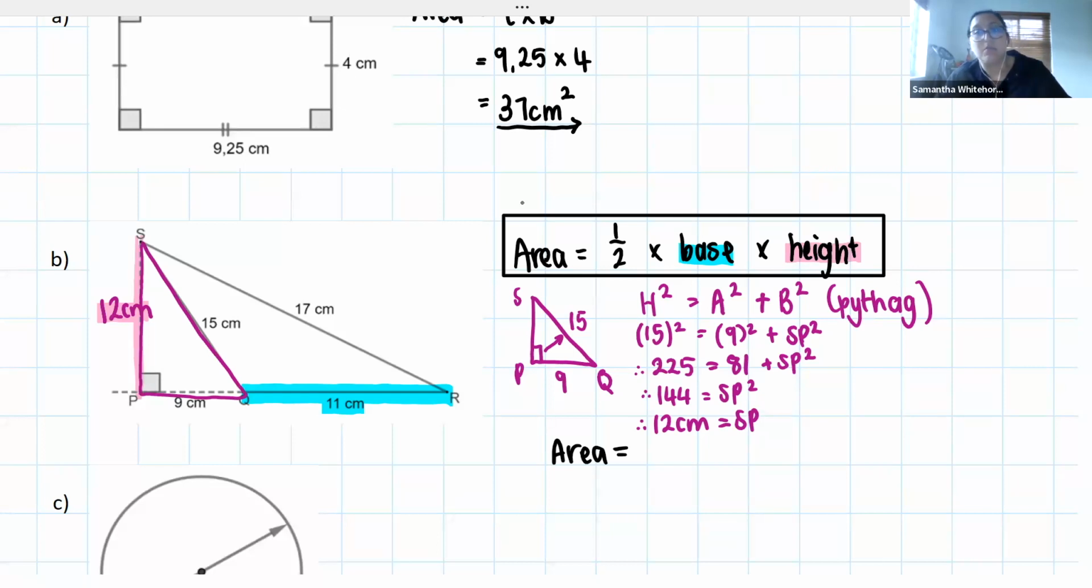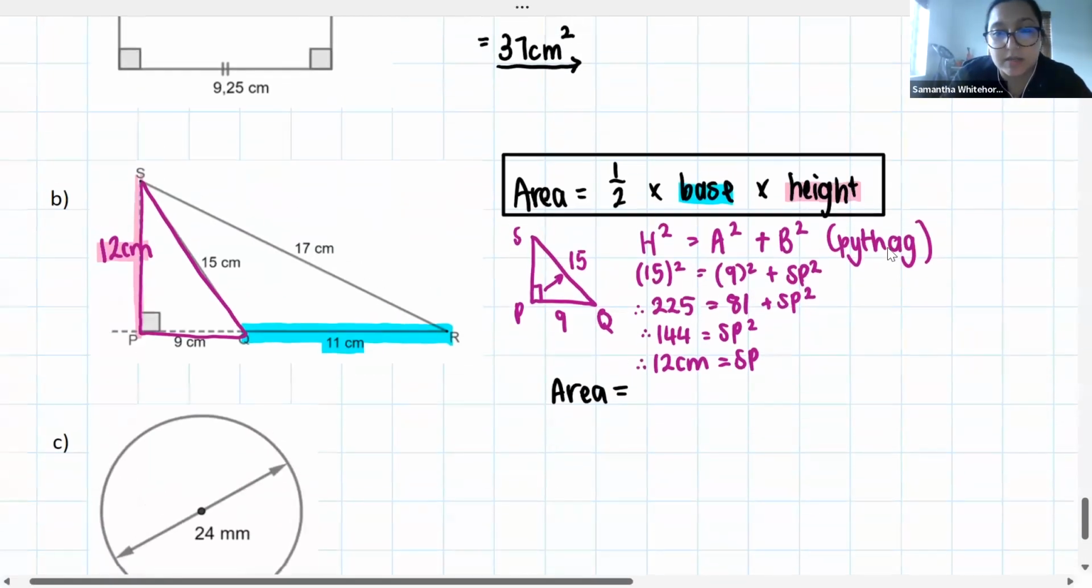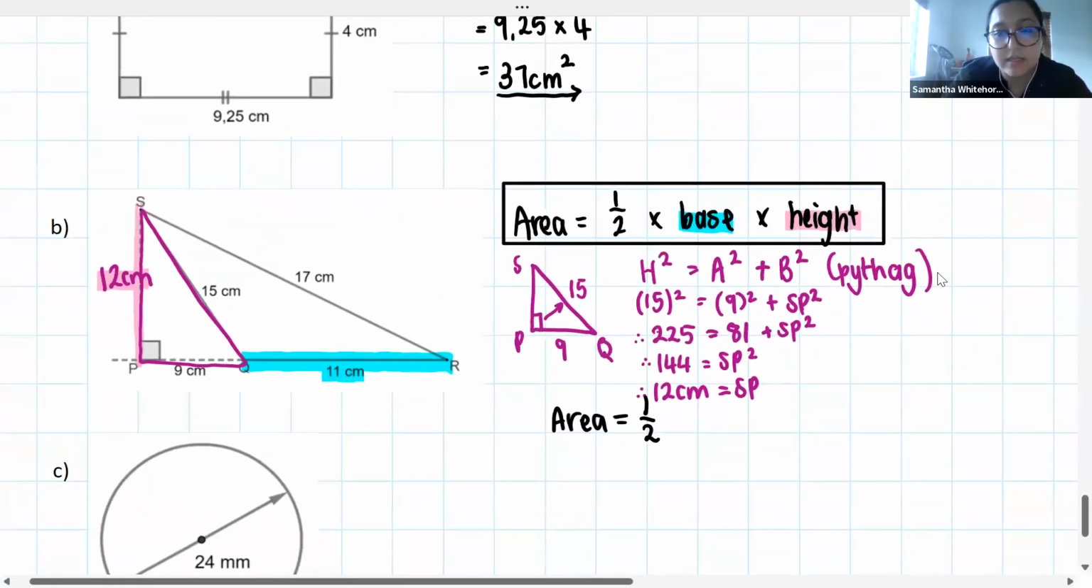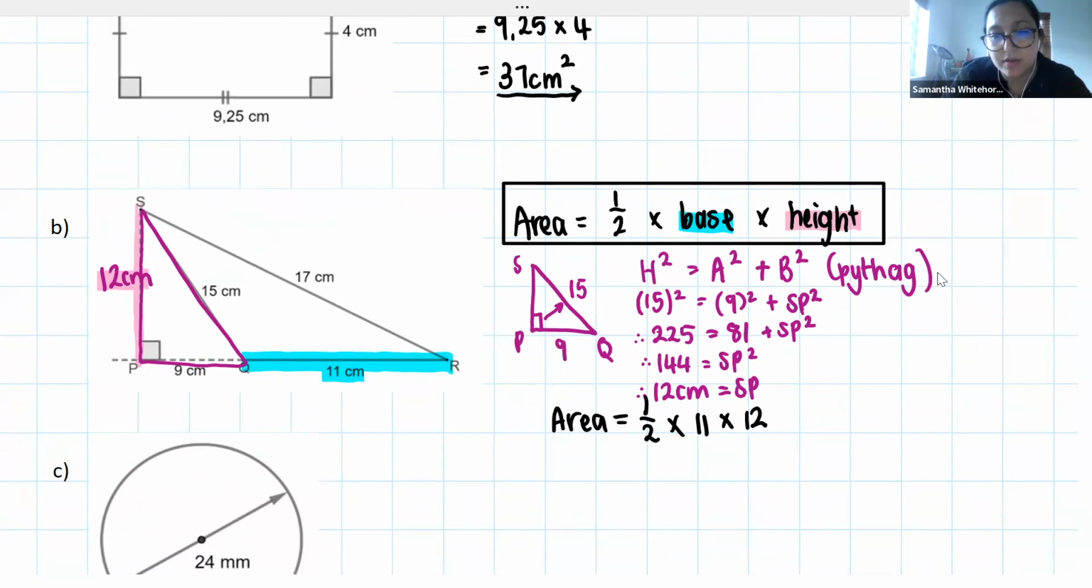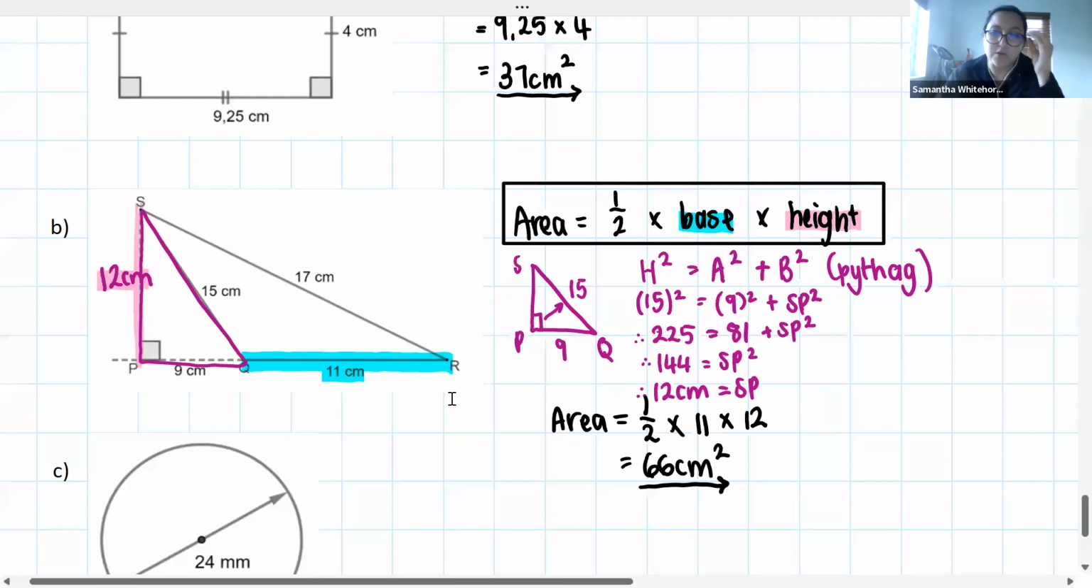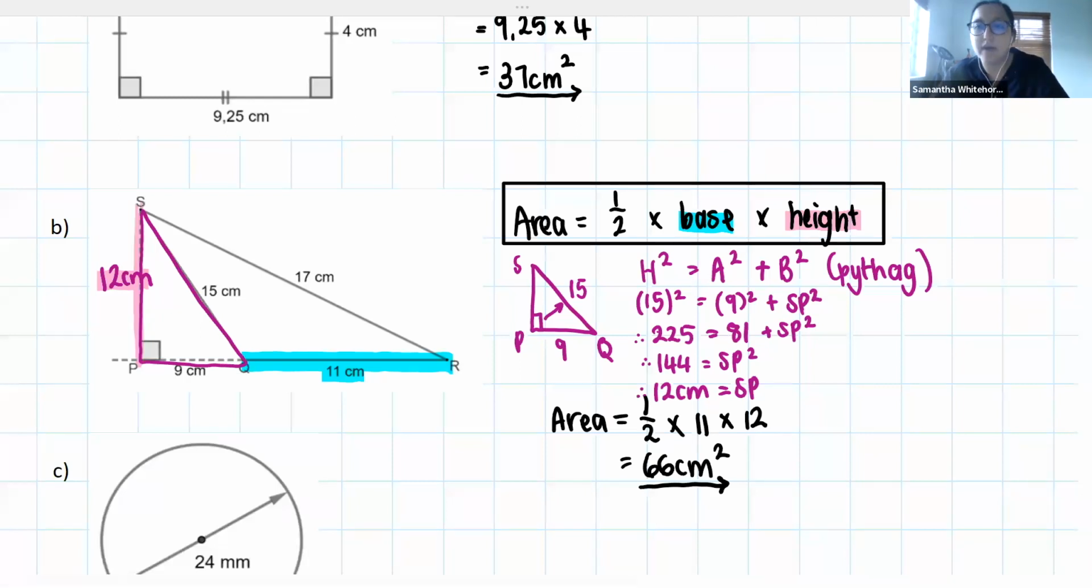Grade 8, I am not sure what you're doing to get this area. Okay, so let's just think about this. Half times the base, which is 11, times the height, which we've just worked out as 12. If you type that onto your calculator, you get 66 centimeters squared. So let's just be careful and make sure that we're doing our working out correctly, please. I have no idea where we got 120 from.